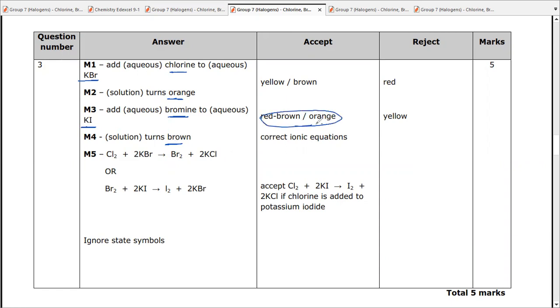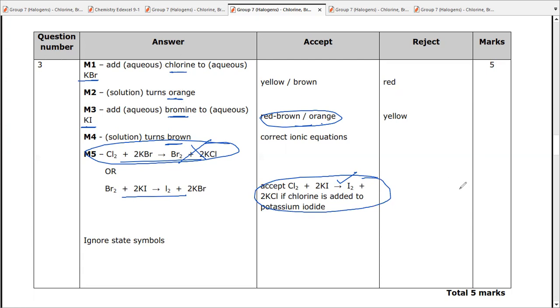They can accept red, brown, or orange. So you get the first 4 marks. If you write either one of the equations, you can get the fifth mark. If you're not mentioning these 2 equations, since you never mentioned this as an example, this is also acceptable because this is the third case, and you mentioned this one. So if you mention all of them in appropriate terms with colors, everything that is required, you'll get all 5 marks.